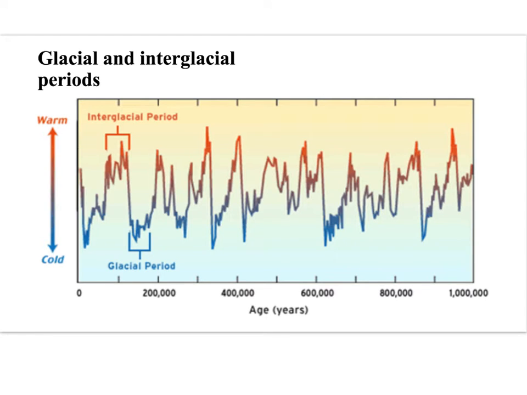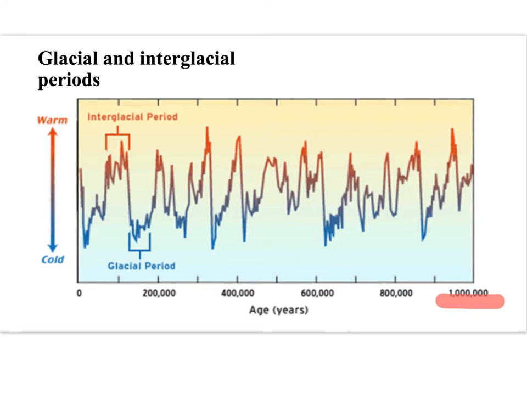This graph is showing us how the temperature has changed over the last million years. So if we start here, this point here is now, today, at 0 years. And as we go back in this direction, we're going back to a million years before the present time at this point. And the blue parts of the line, these parts here, represent times when it was colder. And the red parts represent warm periods of time in the past.